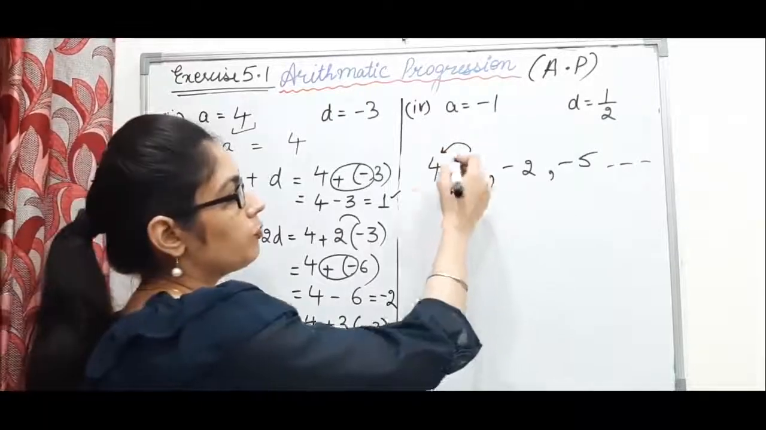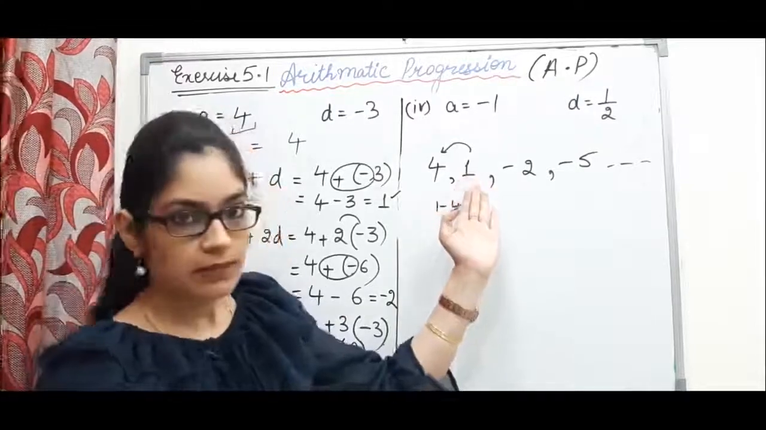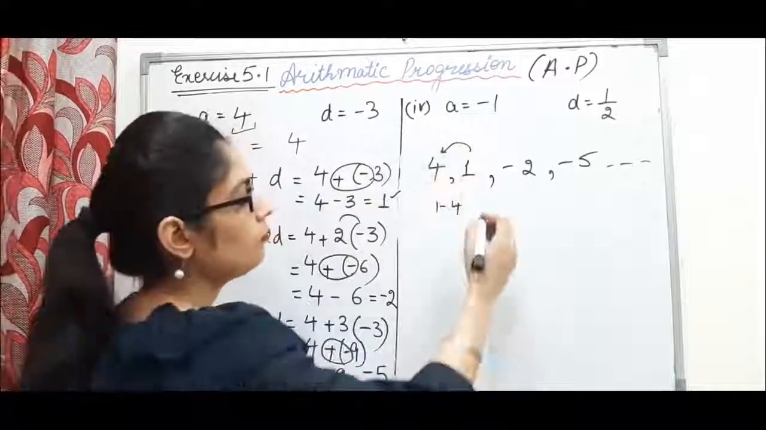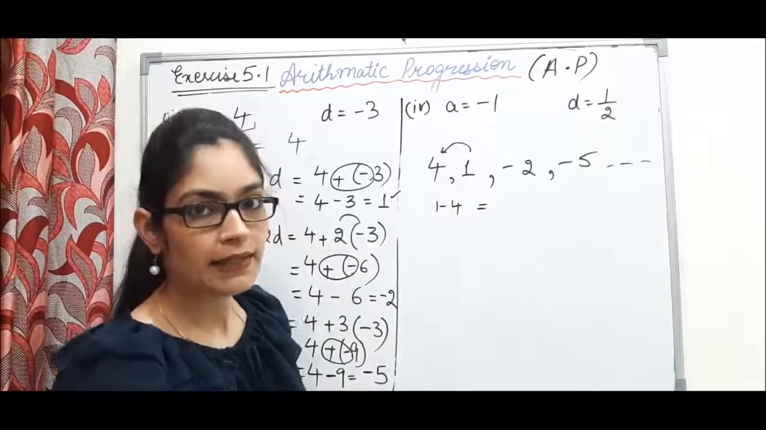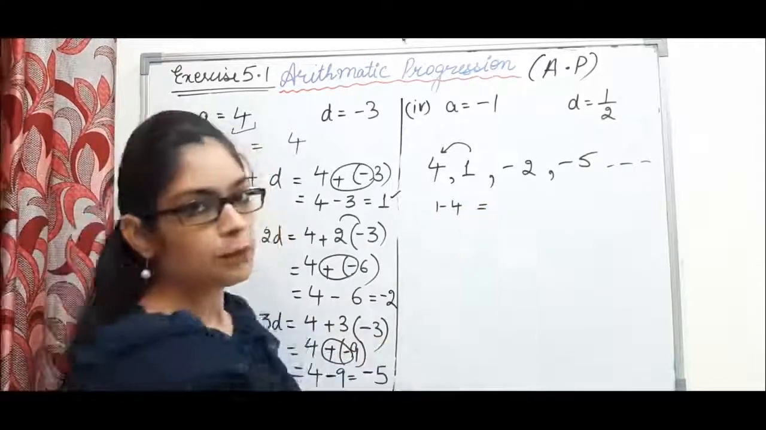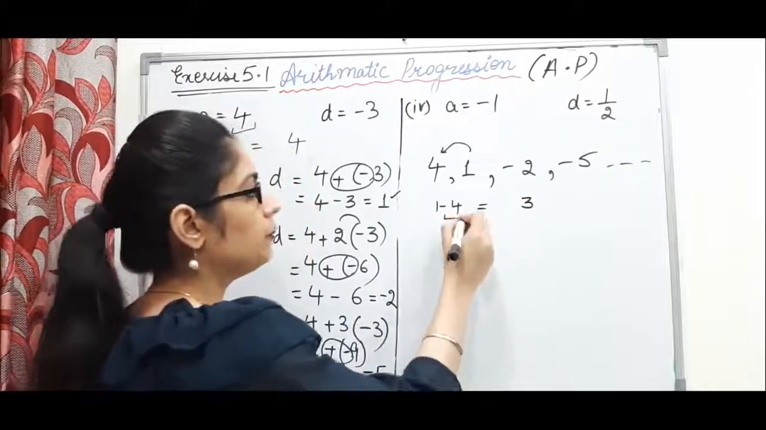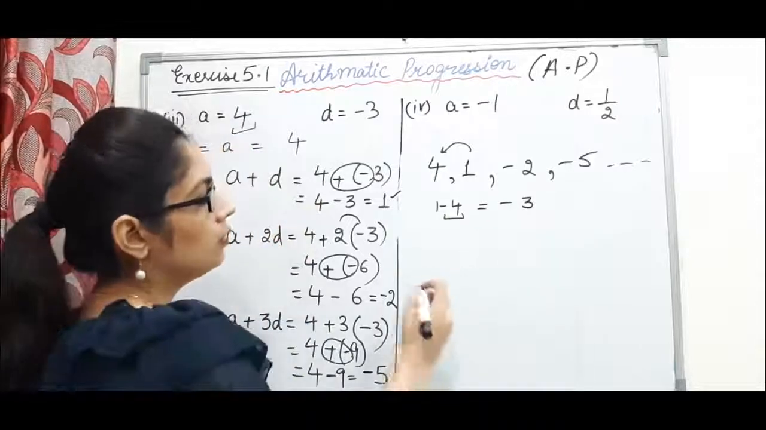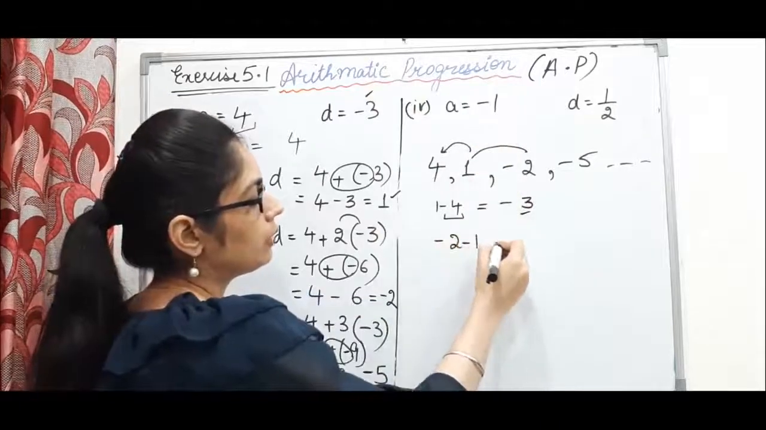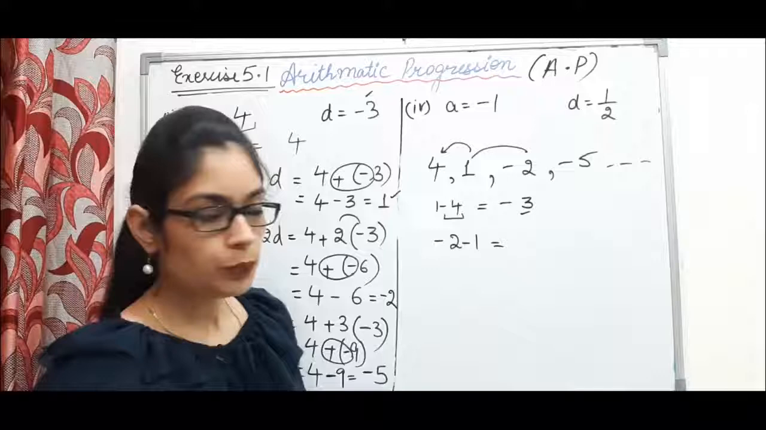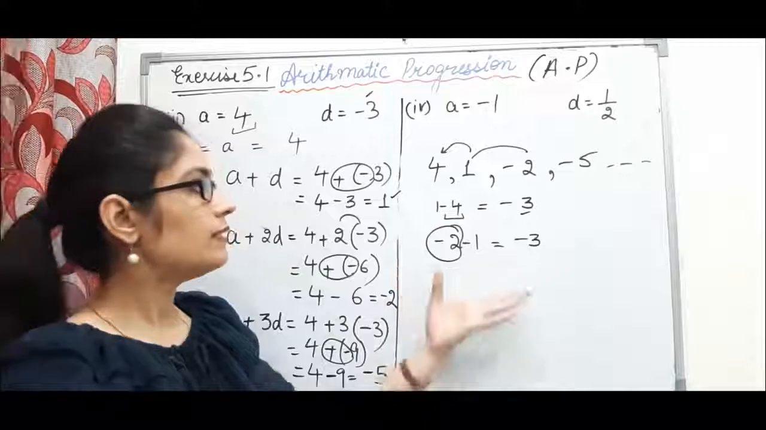We can check 1 minus 4, because whenever we are checking the common difference, it should be the successive term minus the preceding term. 1 minus 4, not 4 minus 1, it should be 1 minus 4. 1 minus 4 is plus minus, so 4 minus 1 is 3, and the sign is that of the greater number. With the greater number the minus sign is there. So, minus 3, it's the same. One more we can check. Minus 2 minus 1, minus minus plus: 2 plus 1 is 3, with the sign which is with the greater number. So, minus 3, that means our sequence is correct.